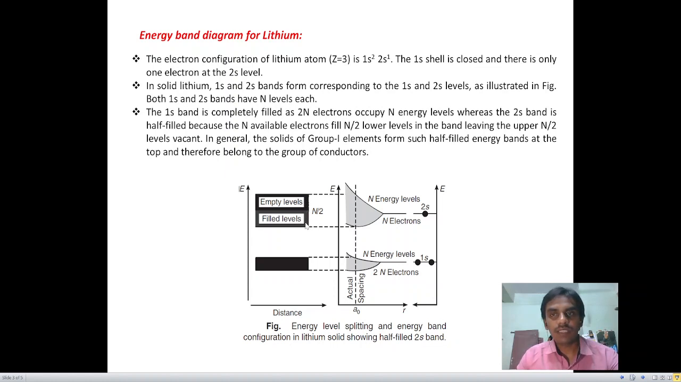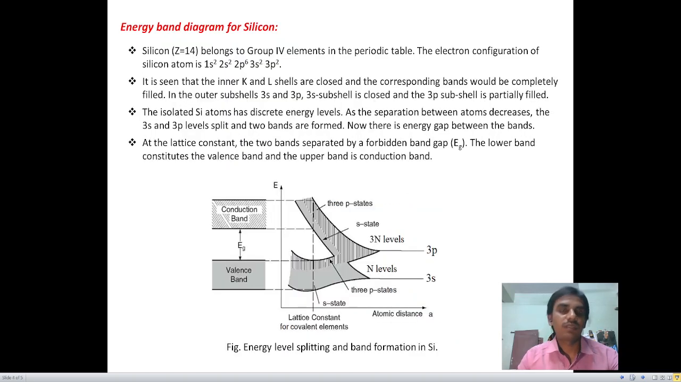Such half-filled energy bands at the top belong to the group of conductors. Therefore, lithium is considered a good conductor. In the case of silicon, the electron configuration of the silicon atom is 1s2, 2s2, 2p6, 3s2, 3p2. Here the inner K and L shells are closed and the corresponding bands would be completely filled. Of the outer subshells, the 3s subshell is closed and the 3p subshell is partially filled.